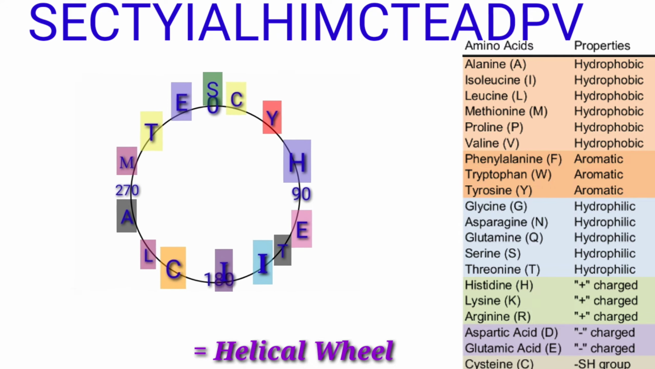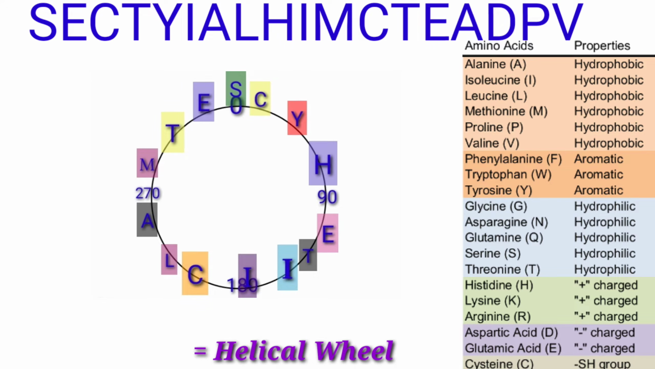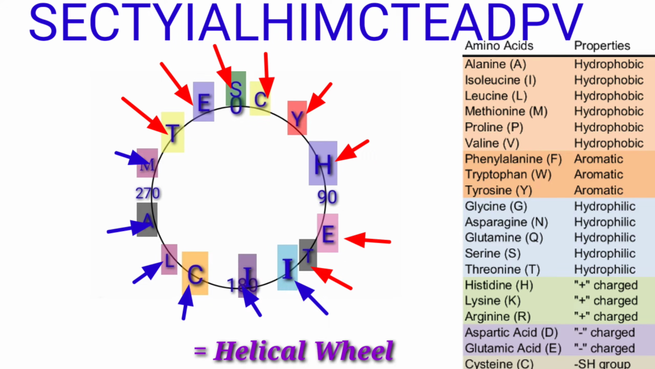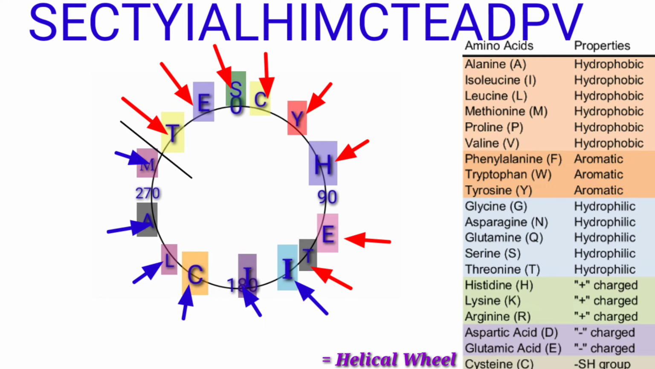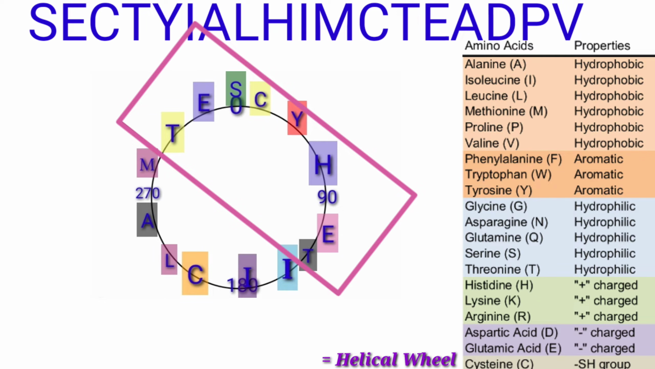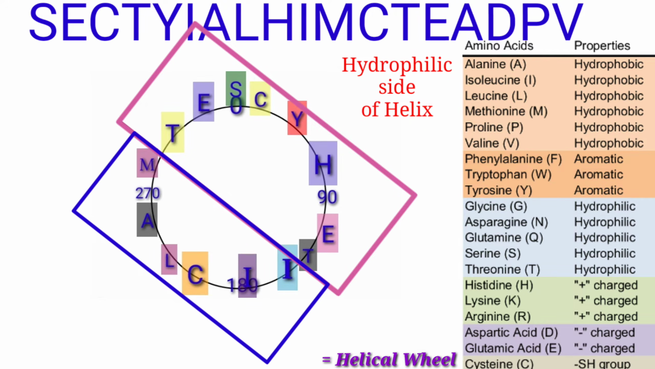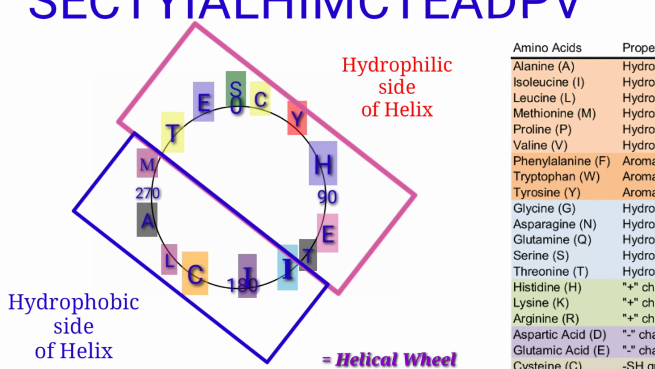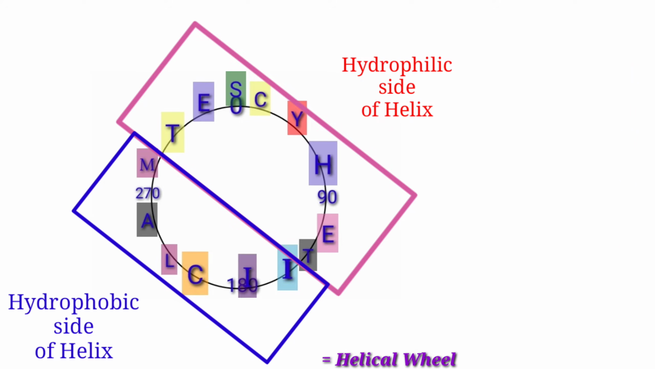You have to look at the helical wheel and find out which amino acid is located where. On that basis, you will draw a faint line in this manner, which will indicate that this portion of the helix will be hydrophilic and this portion of the helix will be hydrophobic. This is very important. Why are we talking about this?